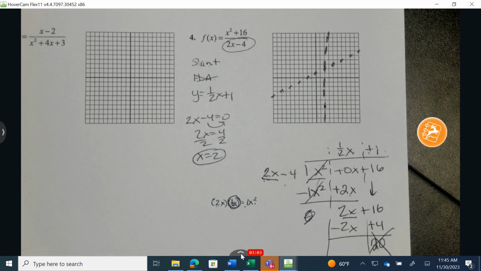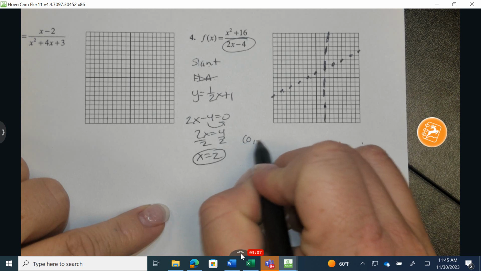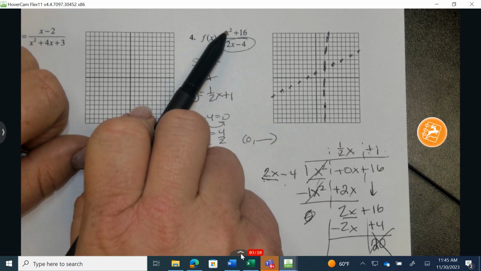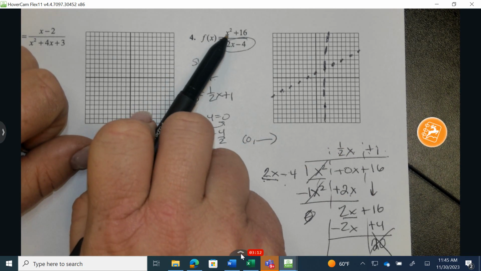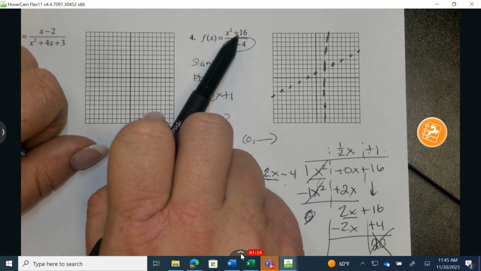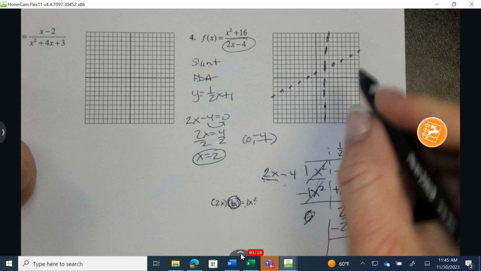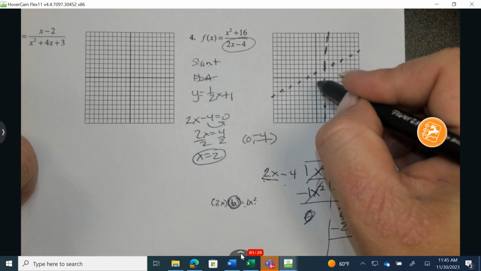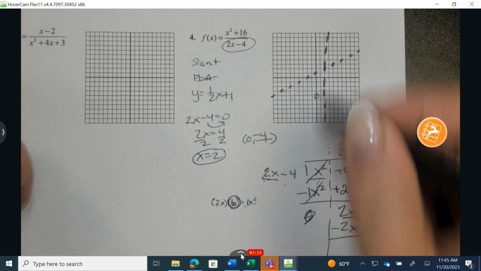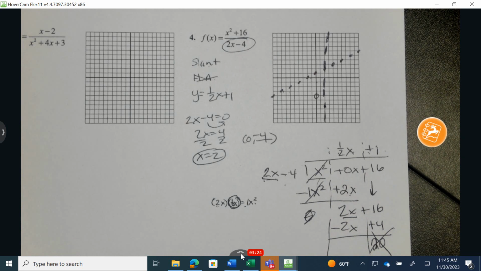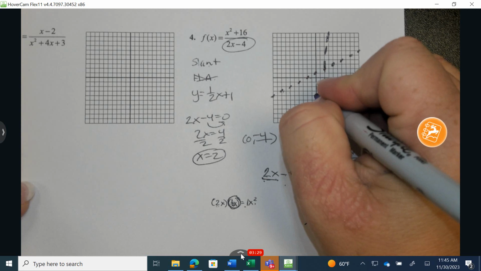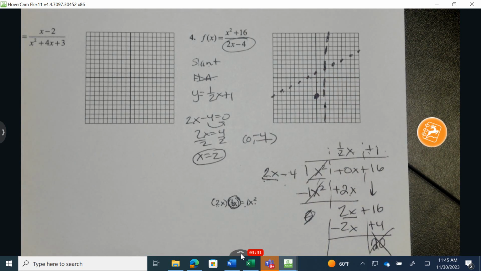Okay, let's go ahead now. Let's identify what the y-intercept is. So when I'm finding the y-intercept, x is always 0. So when I replace x with 0 in the original equation, up above I have 16 and down below I have -4. 16 divided by -4 is -4. So here's 0, 1, 2, 3, 4. I'm going to grab a different color so it stands out. This is the y-intercept.